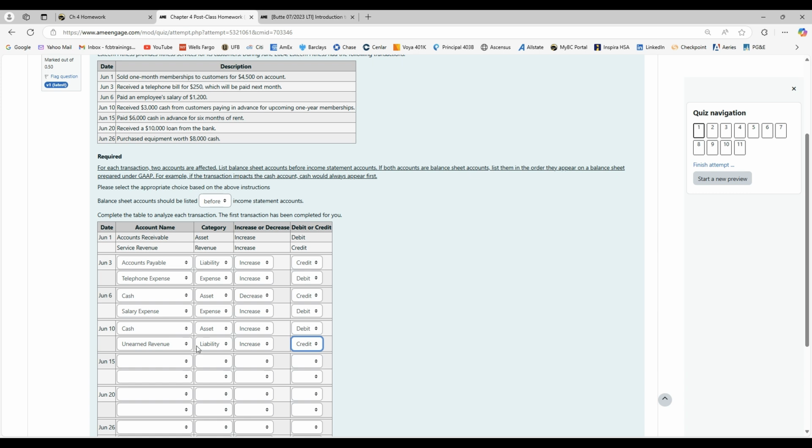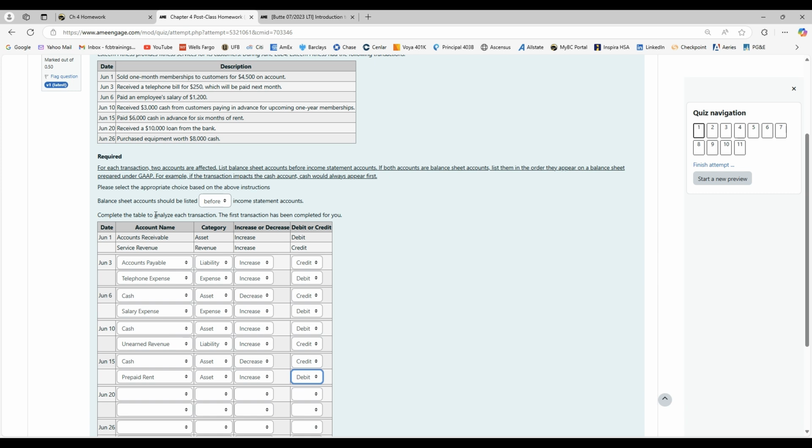June 15th, we paid $6,000 cash in advance for 6 months of rent. So again, we paid the cash. That's an asset, and we're going to decrease that asset with a credit. And it was prepaid rent. We're paying for 6 months of rent here, so that is also an asset. So we're going to decrease our cash asset and instead increase our prepaid rent asset. And to increase an asset, it is a debit.